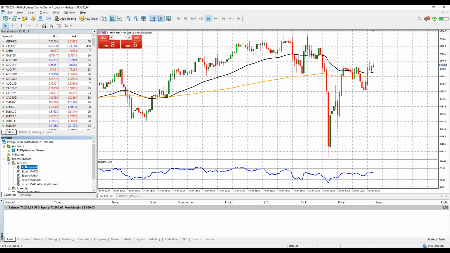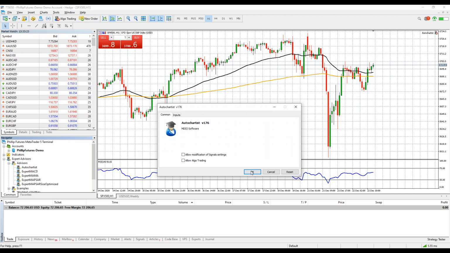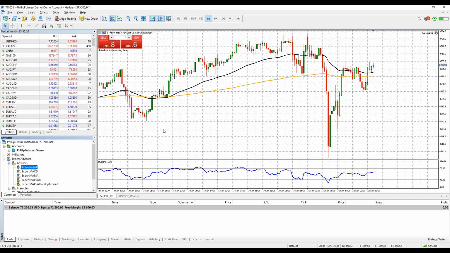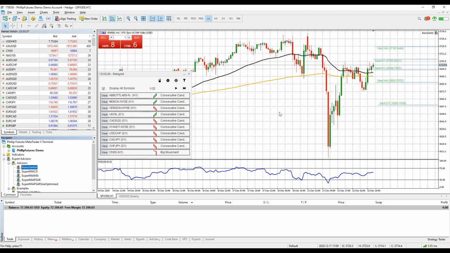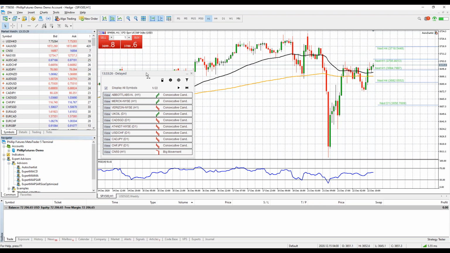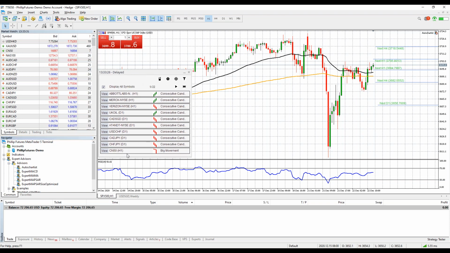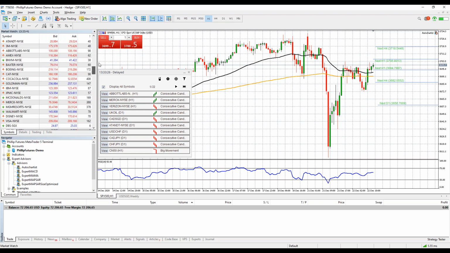Once this plugin is installed, you will see it under EA, Expert Advisor. Just click and drag it to the chart. Then click on OK. Okay, the plugin will run, and then you will see this window here popping up. So what Autochartist does is that it is a market scanner. It's constantly scanning for all the items here in the watch list for technical patterns.